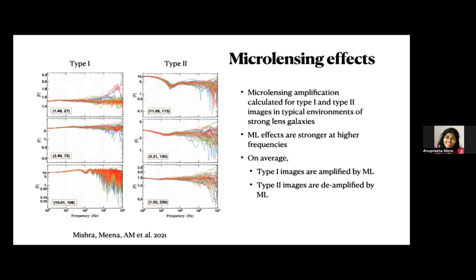So as I said, the first column here shows the macro magnification, and the second column shows the microlens density. In the x-axis we are showing the LIGO frequency range. The most sensitivity lies between 10 and 1000, so in the middle part of this. What we can see is that for different types of images, type 1, type 2, we can see strong microlensing effects, or distortions or modulations coming from microlensing, at higher frequencies over here in all of these plots.